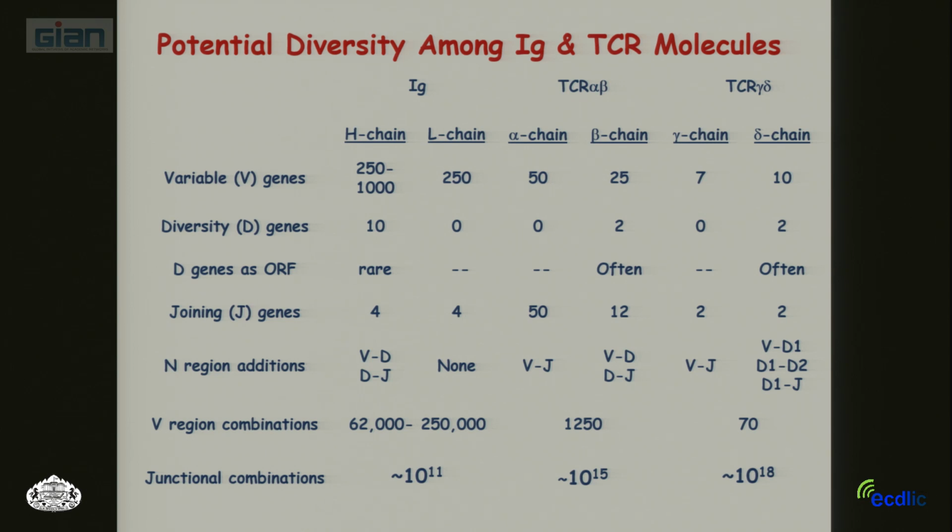At the end of the day, there are 10 to the power 11 different types of B cell receptor expressing B cells. It's just a guess, based on this. For alpha beta T cell receptor, 10 to the power 15. And for gamma delta T cell receptor, you are looking at somewhere around 10 to the power 18 different possibilities. And I don't think you will ever encounter this many antigens. In our lifetime, we will not.